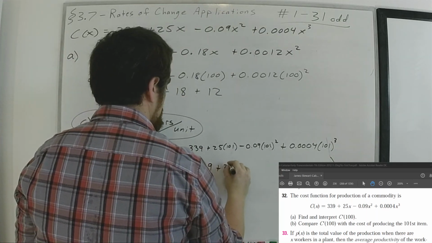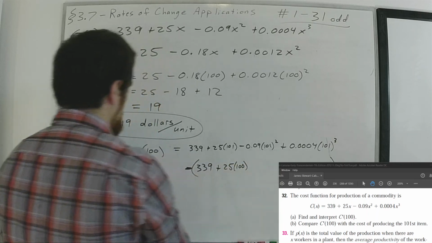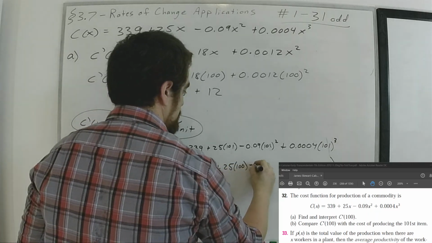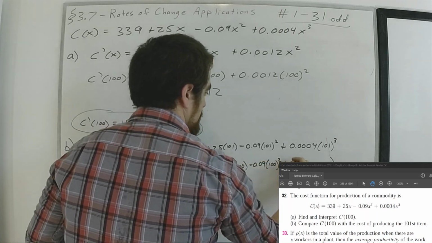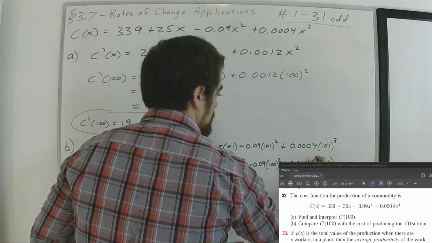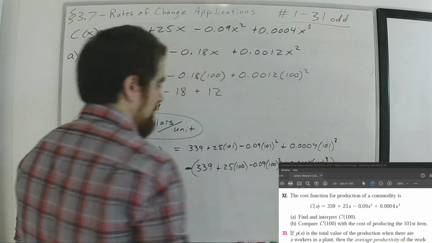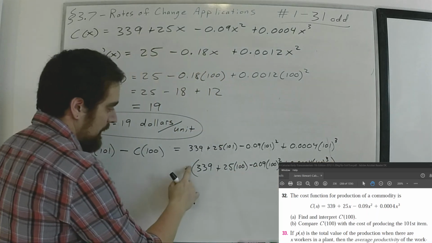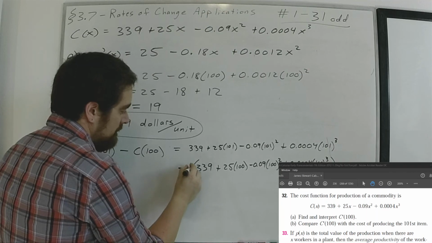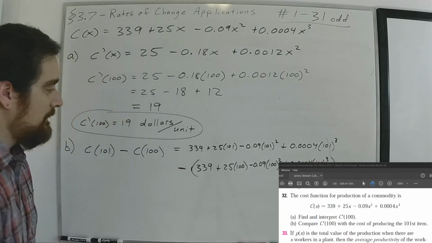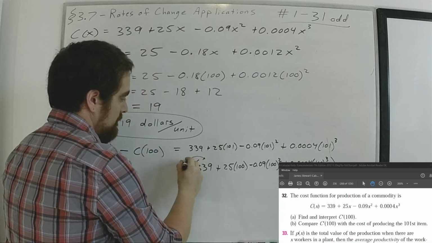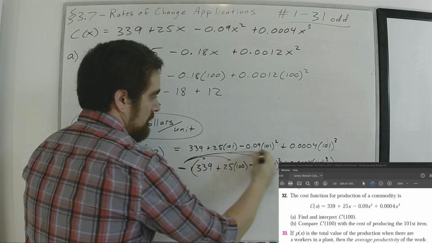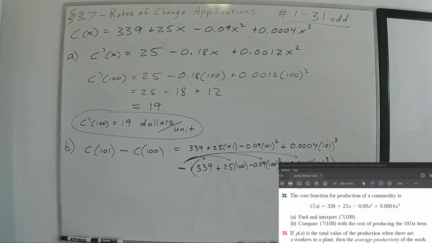339 plus 25 times 100. Now I'm subtracting the cost of the 100. I do want to write it out so you can see exactly what I'm doing, and then we'll jump to the calculator. Make sure you're subtracting all of that cost and not just the first 339, and then adding this, subtracting this, adding this. Make sure that negative is being applied to the entire C of 100 amount.